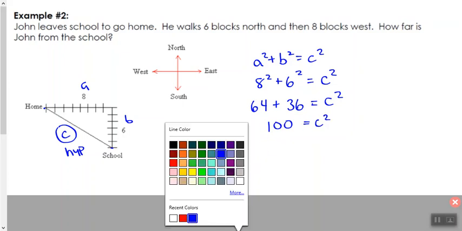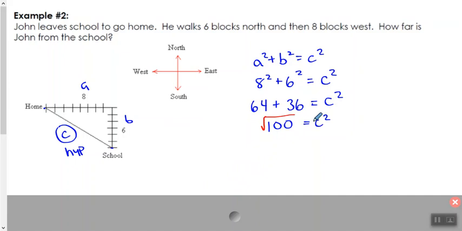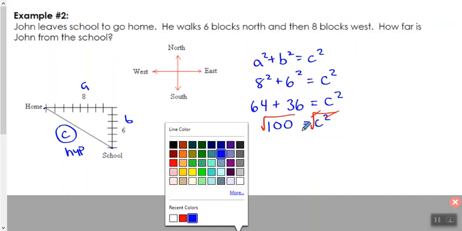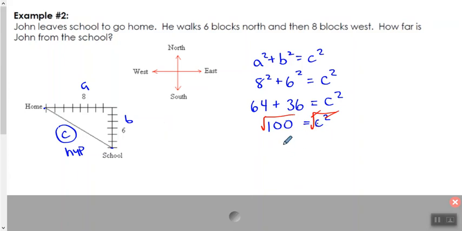And lastly, we just need to square root that. Last step, always a square rooting, and the square root of 100 is 10, so C equals 10. Now we should probably have a unit here, so it is not just 10, it's 10 blocks. And since this is a word problem, we should write a sentence. So John is 10 blocks from the school.